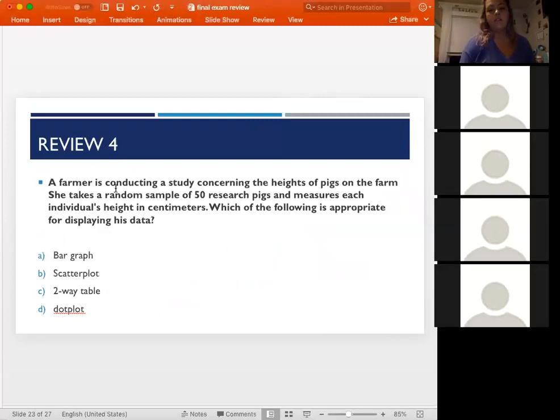All right. A farmer is conducting a study concerning the heights of pigs on the farm, because that's so interesting. She takes a random sample of 50 research pigs, the best kind of pigs, and measures each individual's height in centimeters. So which of the following is appropriate for displaying this data? Go ahead and let me know what you think. It's a similar idea, trying to figure out what we display it as, and then we will go over it together.